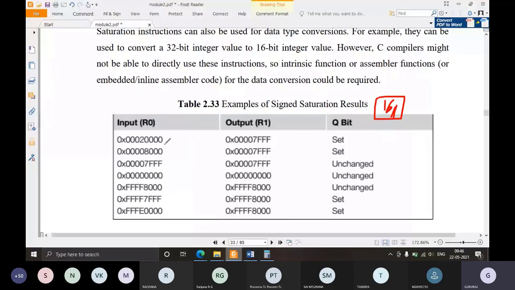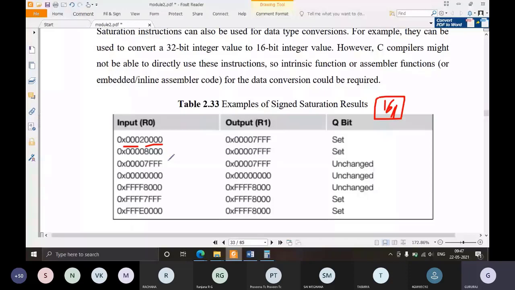So the input value is 2. So it is 0, 0, 0, 2 followed by 4 zeros. So whether this is within the range. So this is a positive value. You can see that by the 3 zeros that initially come. That means it is a positive value. Right? So whether this 0, 0, 0, 2 followed by 4 zeros is within the range.